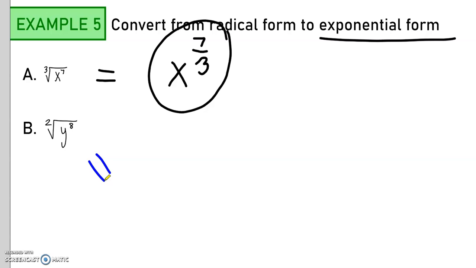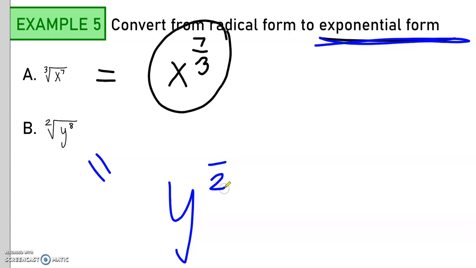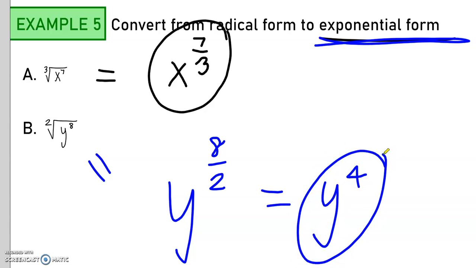Here we'll do it again. This says the square root of y to the 8th. I want to write this using exponential form. So I want to get a fraction going in my exponent. My index, the 2, becomes the denominator, and my exponent, the 8, becomes my numerator. So here, if I can simplify 8/2, we want to do that. 8 divided by 2 gives me 4, y to the 4th. And now we just went from radical form to exponential form.